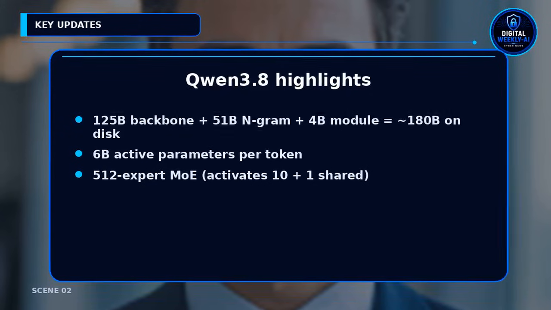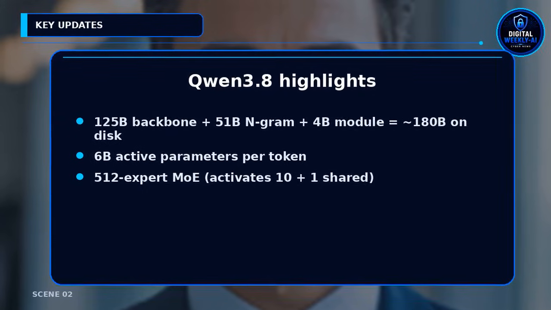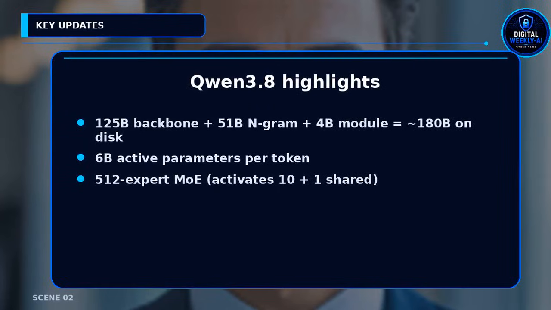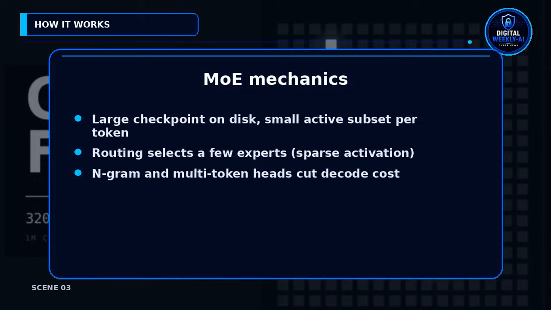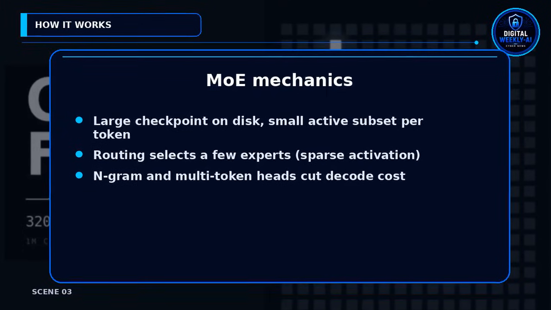Alibaba released Qwen3.8 Flash next. It pairs a 125 billion backbone with a 51 billion n-gram embedding table. There is a 4 billion multi-token prediction module. Total on disk is about 180 billion parameters. Only 6 billion parameters activate per token. They use sparse mixture of experts routing.